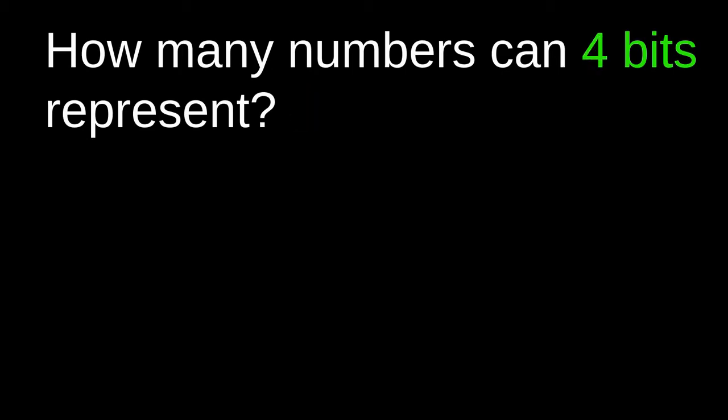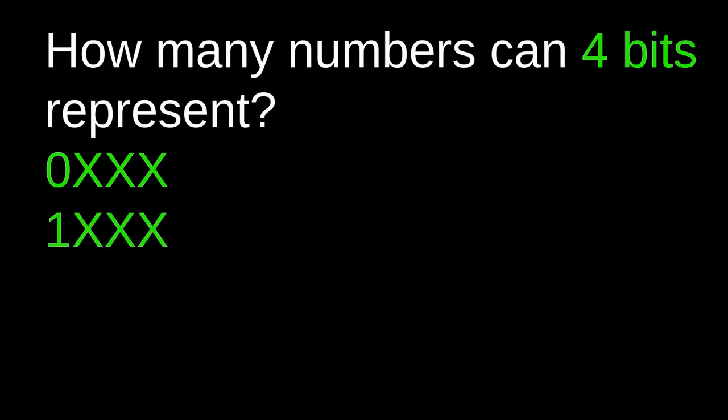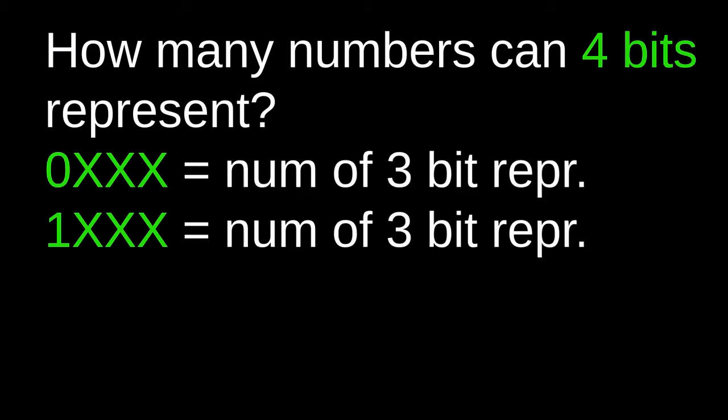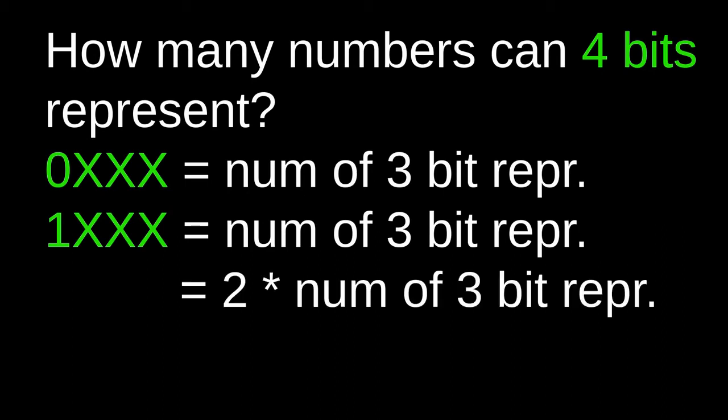We can apply the same reasoning to calculate the number of 4-bit representations. A 4-bit sequence starts with a 0 followed by 3 ones and zeros, or it's going to start with a 1 followed by 3 ones and zeros. In both cases, the number of possible ways that we can arrange zeros and ones is equal to the number of 3-bit representations. We add the two cases up, and we found out earlier that the number of 3-bit representations is equal to 8. So the total is equal to 2 times 8, which is equal to 16.